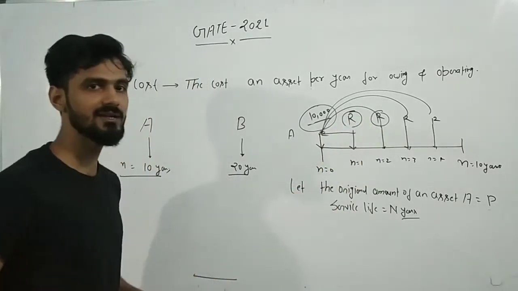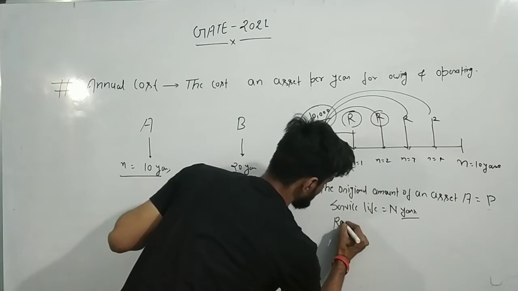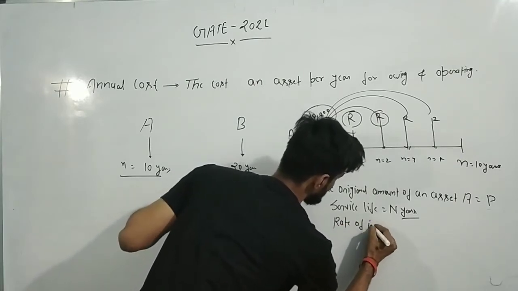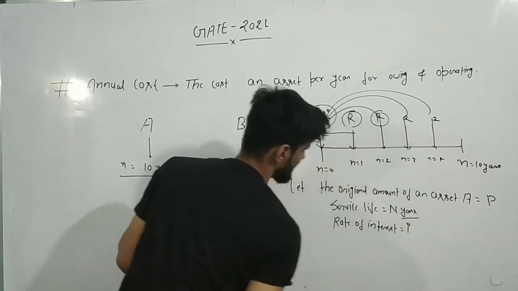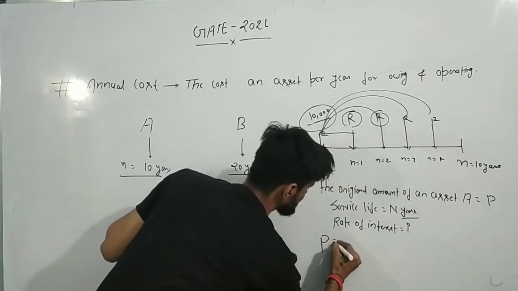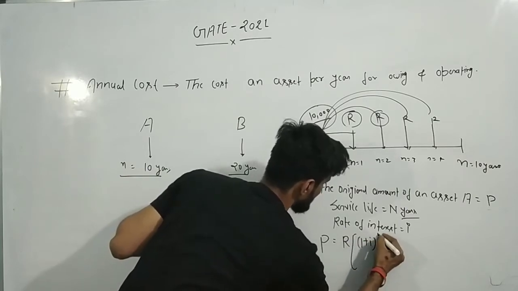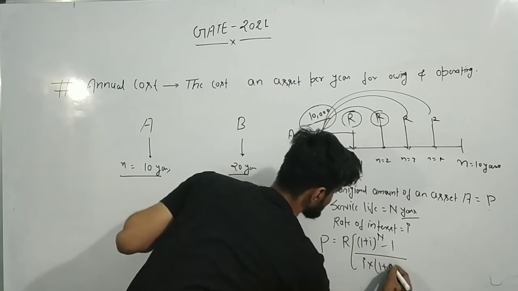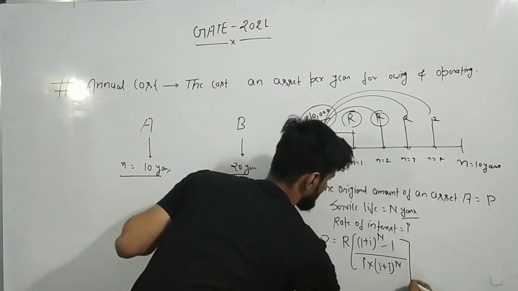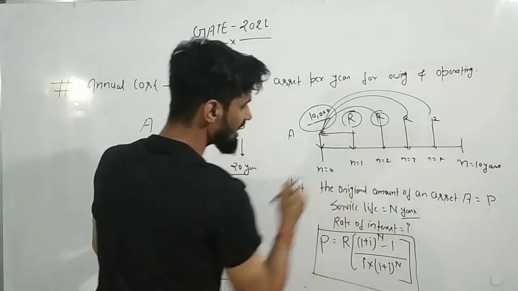and it will follow the concept of annuity. Okay, it will follow the concept of annuity, and if the rate of interest is equal to I, then you can calculate P is equal to R into (1 plus I) to the power n minus 1, upon I multiplied with (1 plus I) to the power n. This is one of the important formulas because it will follow the concept of annuity.